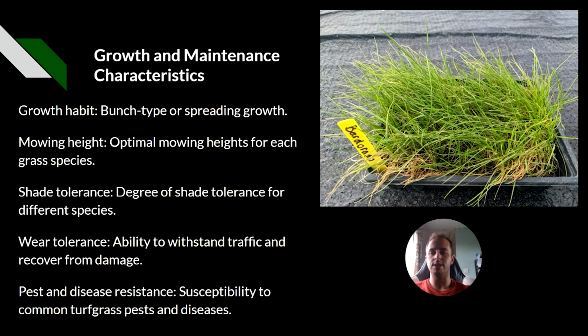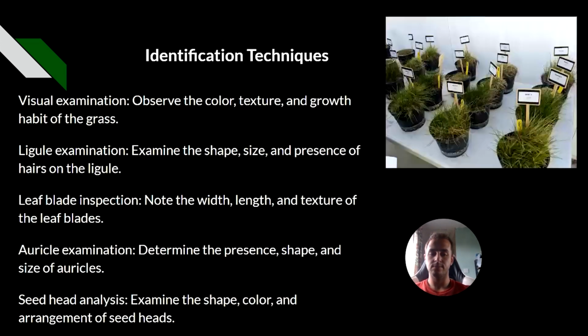Growth and maintenance characteristics: these can be things such as growth habit, which will be the bunch type and spreading growth; mowing heights, the optimal mowing heights for each grass species; shade tolerance, the degree of shade tolerance for each different type of grass species; wear tolerance, the ability to withstand traffic and recover from damage; and pest and disease resilience, so this is the susceptibility of common turf grasses to pests and diseases.